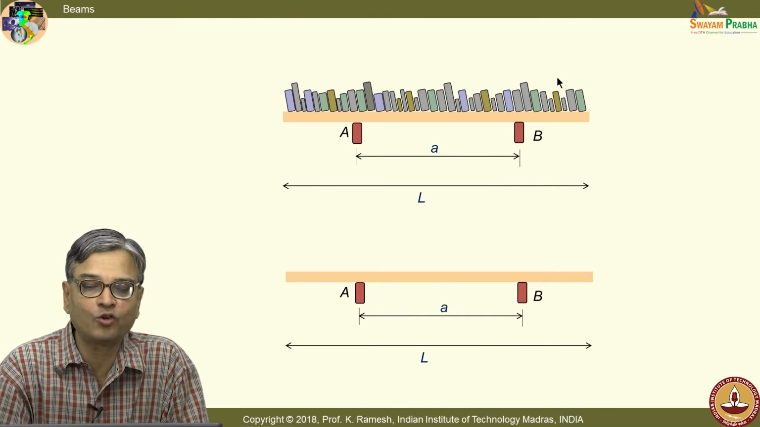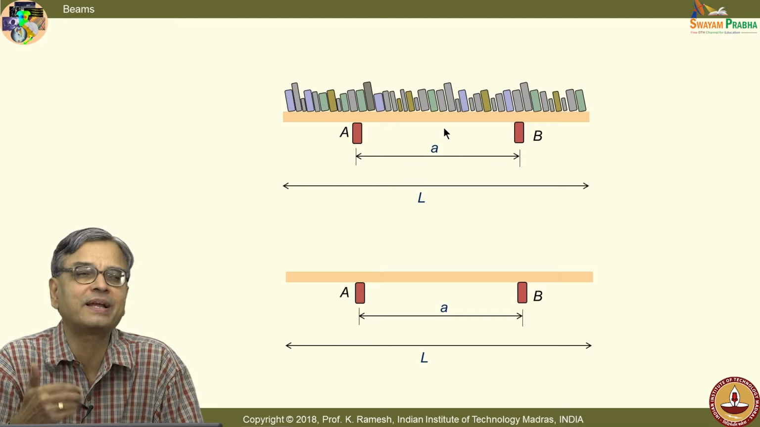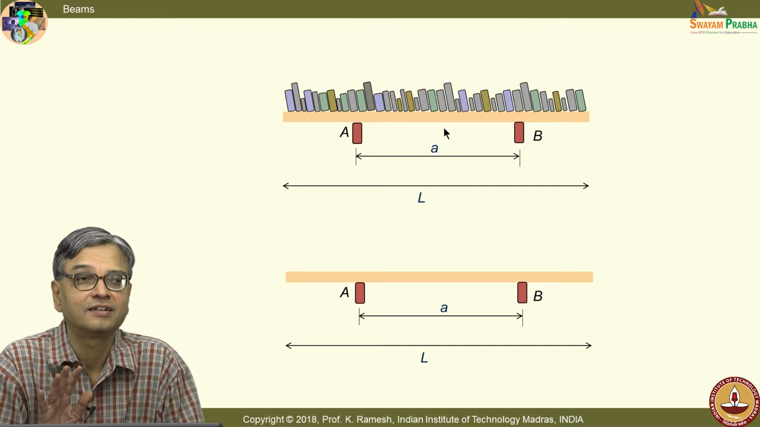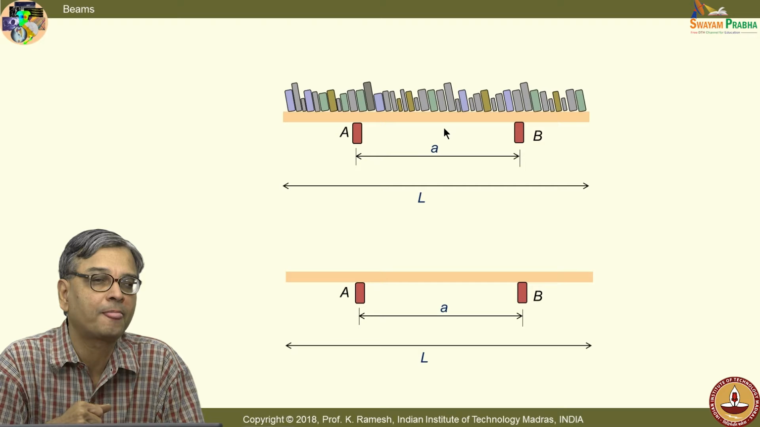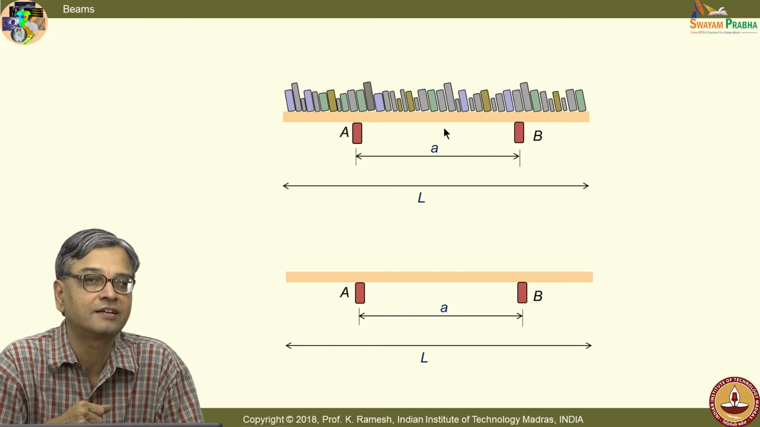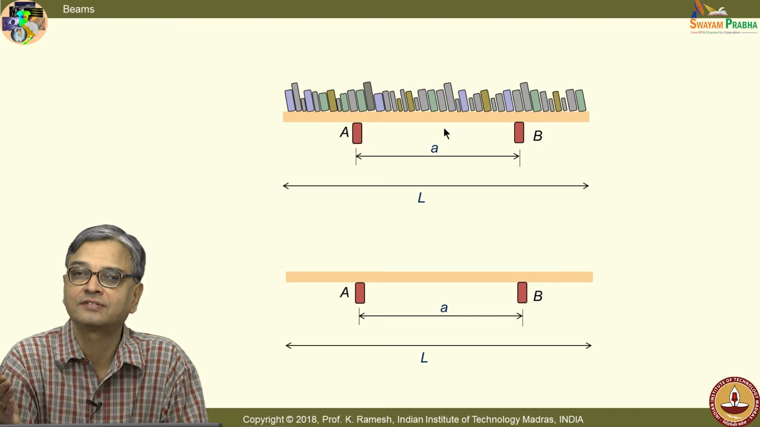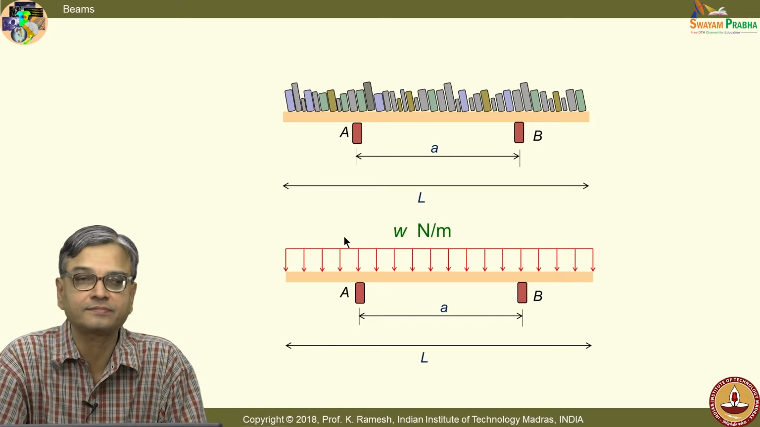Can I take the weight of all these books to act at the center of the beam and start proceeding, or can I do slightly better, yet simple to analyze? Can I have an idealization? What are the idealizations you have seen in terms of loading? When I said that you have to accommodate the weight of the beam in civil engineering constructions, how do they model the weight? As a uniformly distributed load. So, as a first approximation, you can also replace this by a uniformly distributed load on the beam. Can we do that?